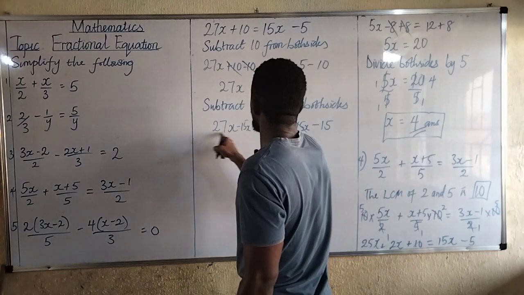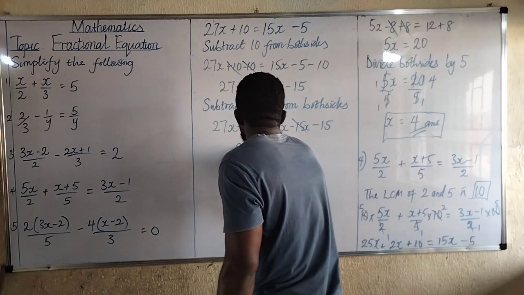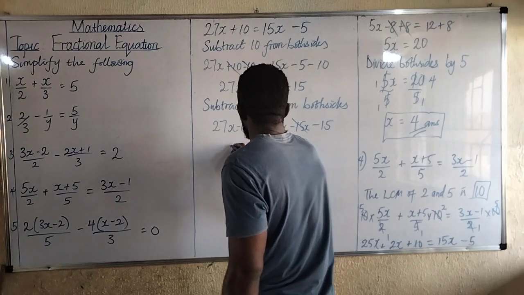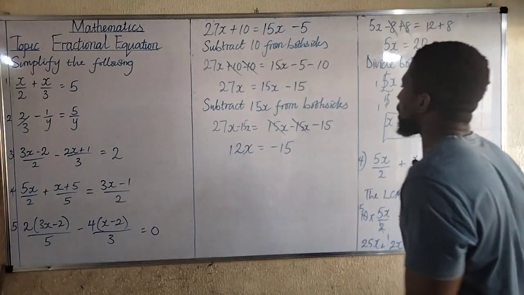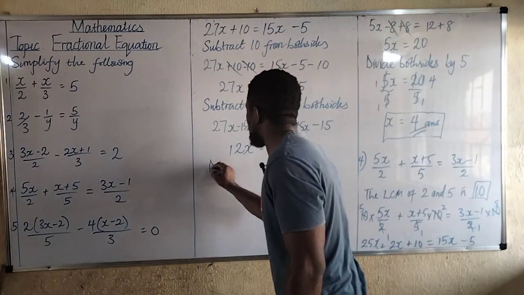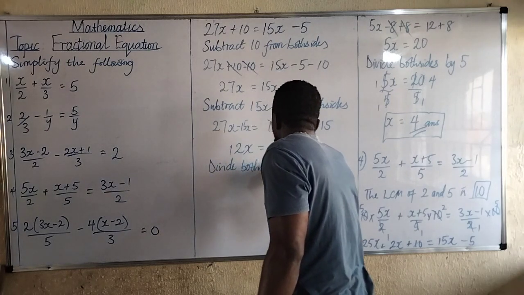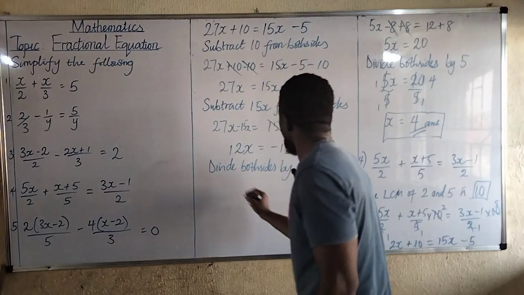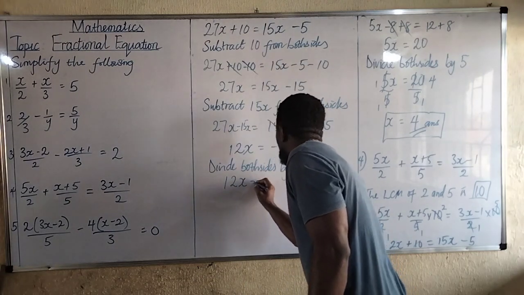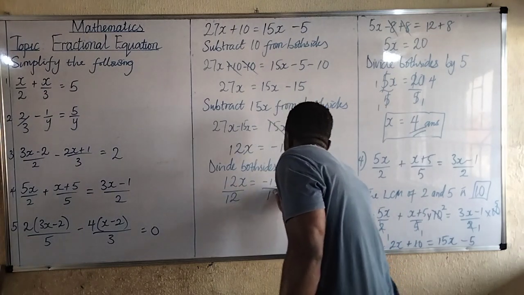We are left with 27x minus 15x. 27 minus 15 will give me 12. We have 12x equal to negative 15. Okay, divide both sides by 12, which is the coefficient of x. So I have 12x equal to negative 15, here divided by 12, here divided by 12.